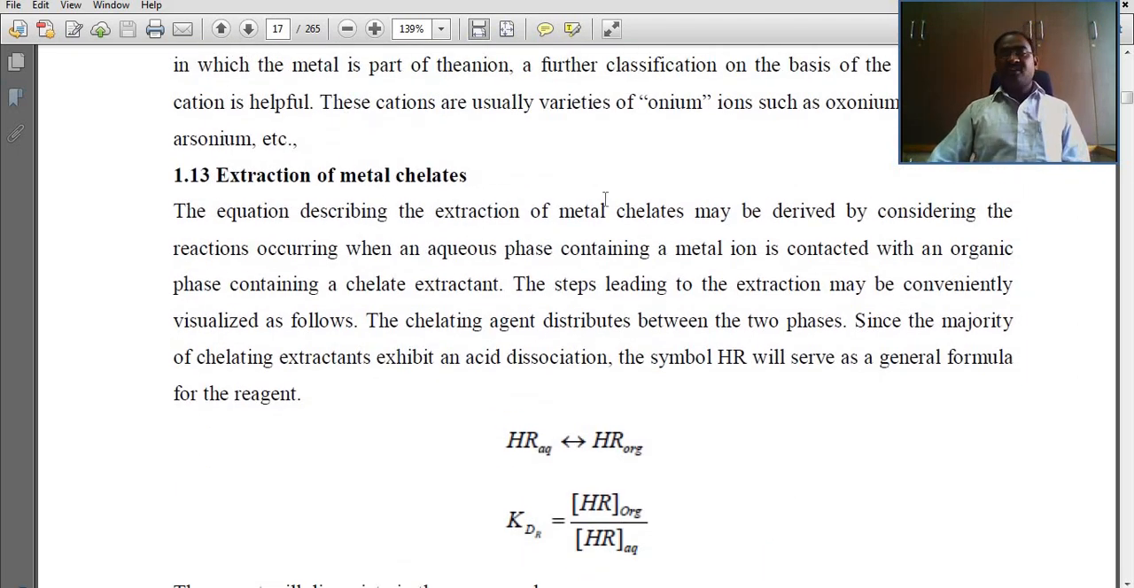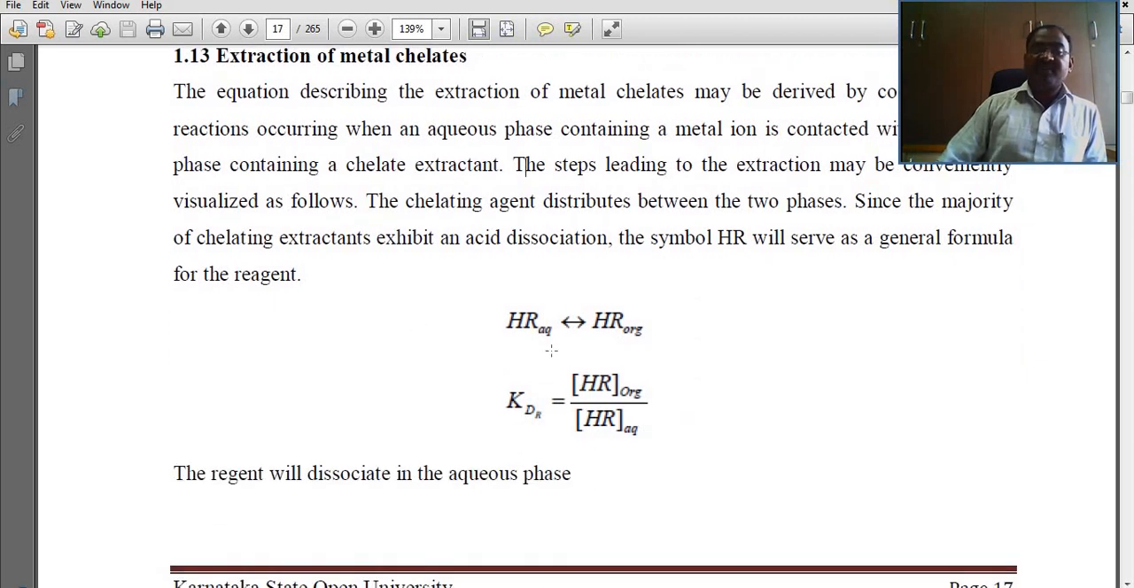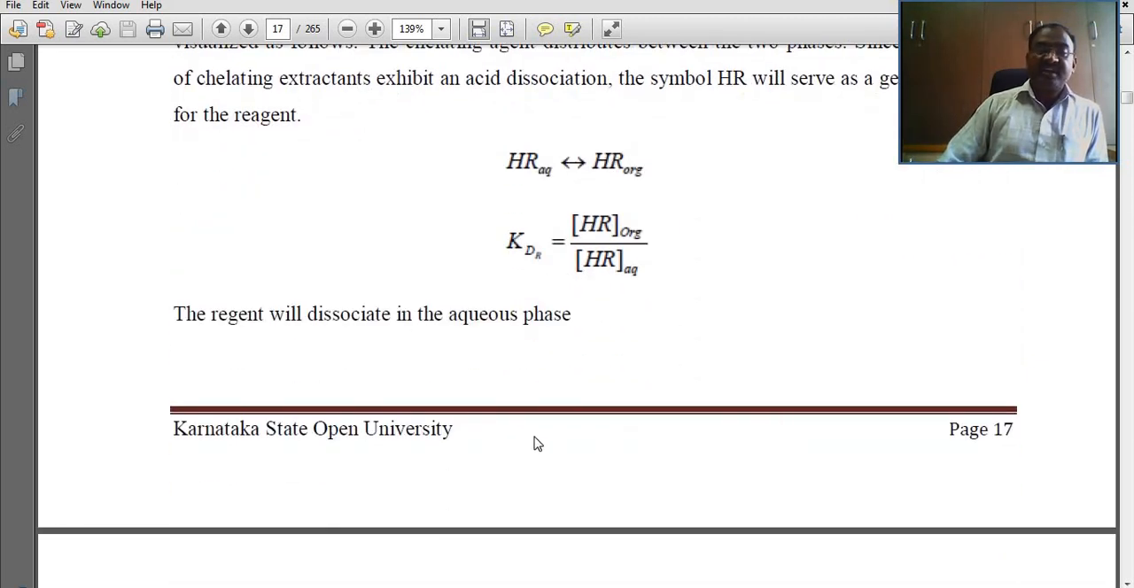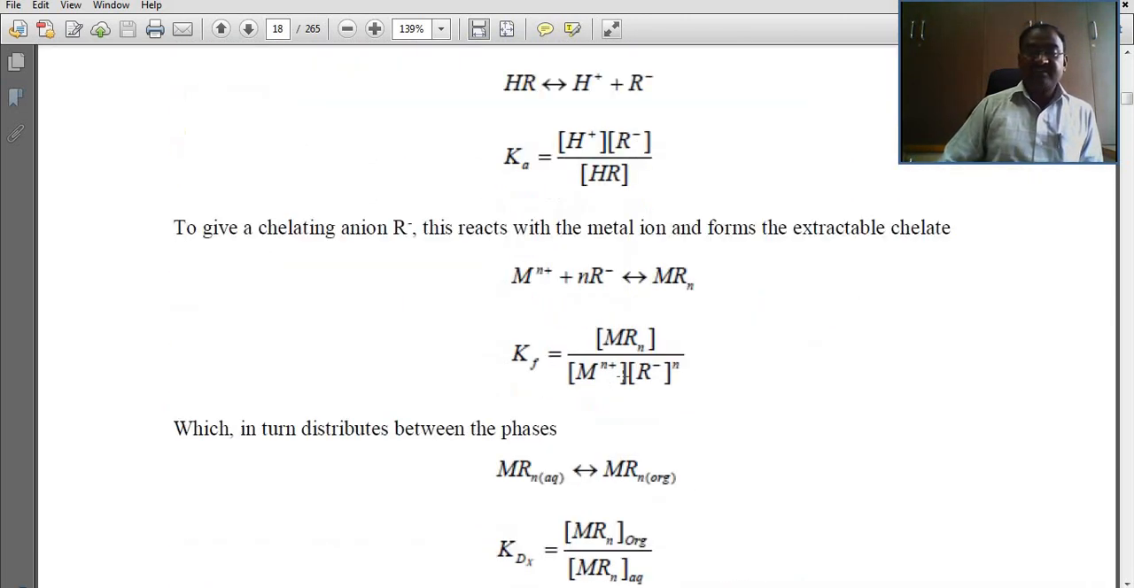In the extraction of metal chelates, the equation describing the extraction of metal chelates may be derived by considering the reactions occurring when an aqueous phase containing a metal ion is contacted with an organic phase containing a chelate extractant. This is the general formula. The reagent will dissociate in the aqueous phase. These are the mathematical expressions regarding that.